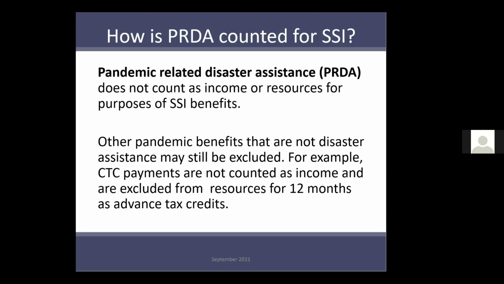Now, I mentioned that some of the types of assistance on that chart are not classified as disaster assistance, but they might still be excluded for other reasons. So for example, the child tax credit payments are not disaster assistance. They're not going to be excluded from resources indefinitely, but they are excluded from resources for 12 months under a different Social Security rule because they are classified as advanced tax credits. So those CTC payments are still excluded from income and they don't count as a resource for 12 months.